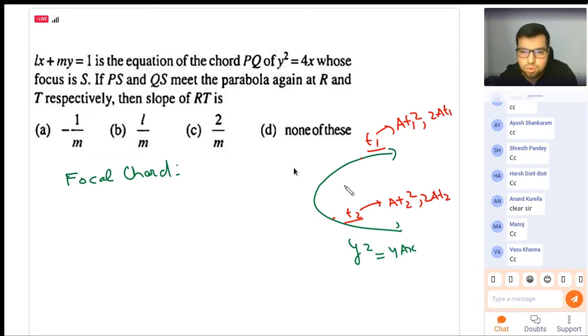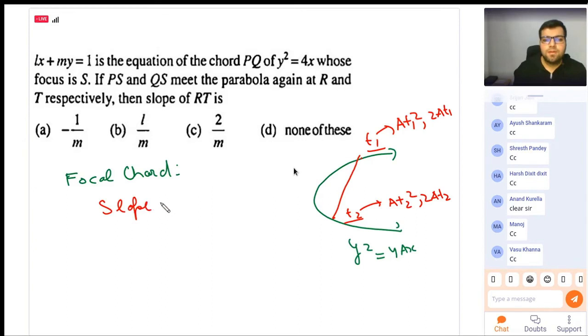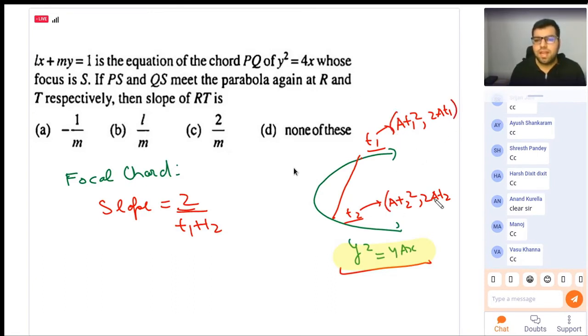Two important things that you should know about this chord, say AB, are, first, the slope. The slope will be equal to 2 over t1 plus t2. This you have to remember. For y square equals 4ax, the slope of the focal chord is equal to 2 over t1 plus t2. You can solve it: take these two points, find the slope, and you will get this only. And then the equation of the focal chord. I will use this slope and take any point, say (a t1 square, 2a t1), and you will get the equation of the focal chord.